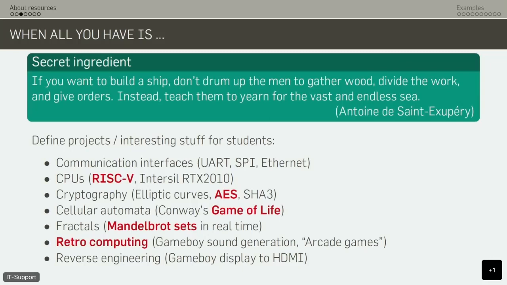Because what I realized is that we have not enough students doing hardware stuff.